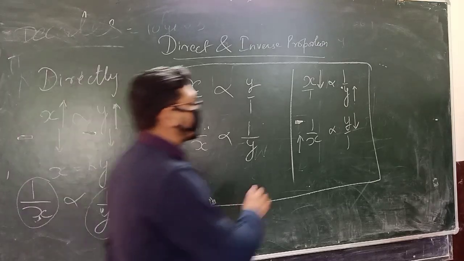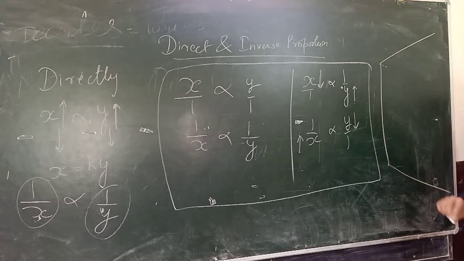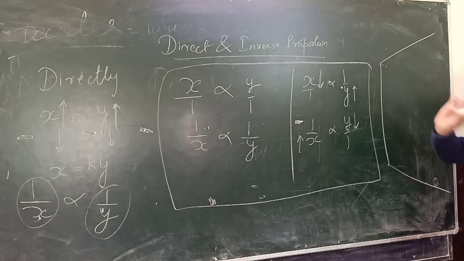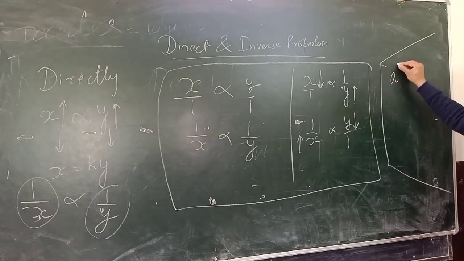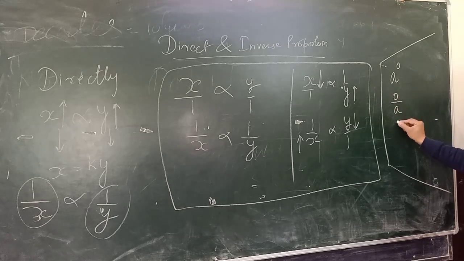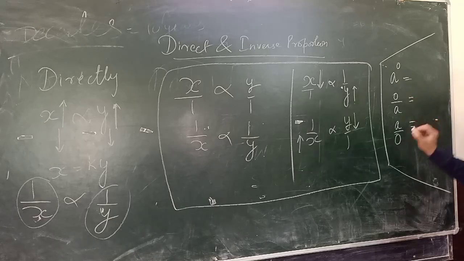And for those who have completed these things and know the concept of exponents, I will give you 3 examples: a to the power 0, 0 upon a, and a upon 0. Can anyone tell me these 3 answers?